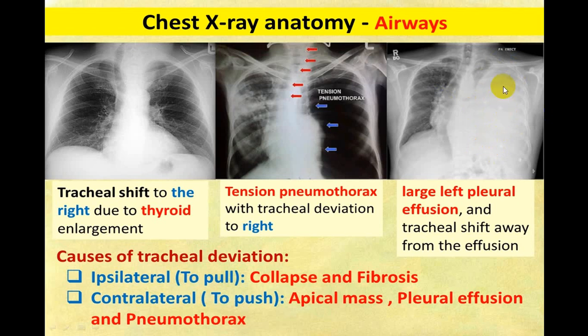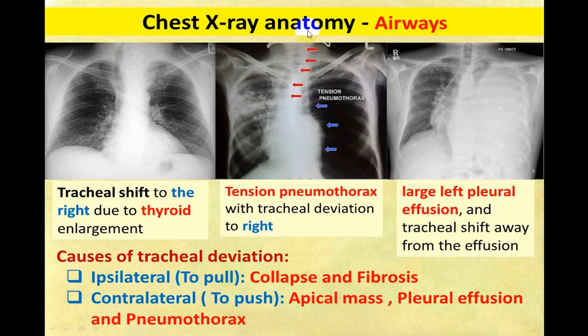So this is pleural effusion, which is pushing the trachea to the opposite side. So in all these conditions, the trachea is shifted to the right. Here it is because of push, because of something in the superior mediastinum. Classical example of that is thyroid enlargement. Here it is because of a pneumothorax, which we call a tension pneumothorax. And here this is because of a massive pleural effusion. So trachea can be pushed to the opposite side because of these three conditions.